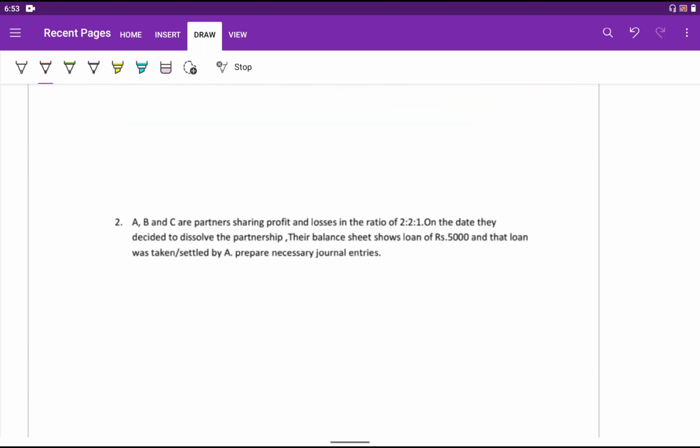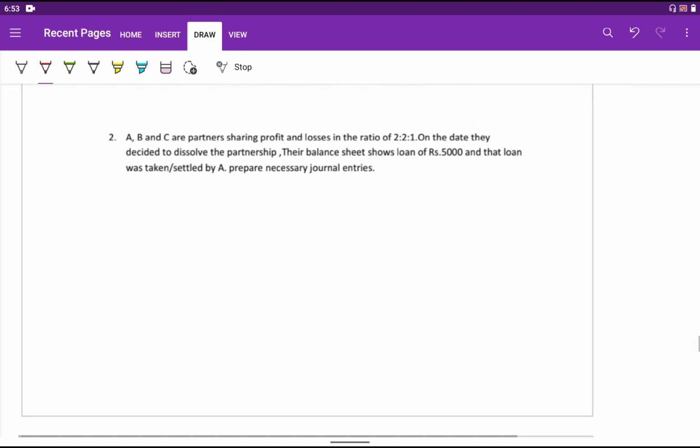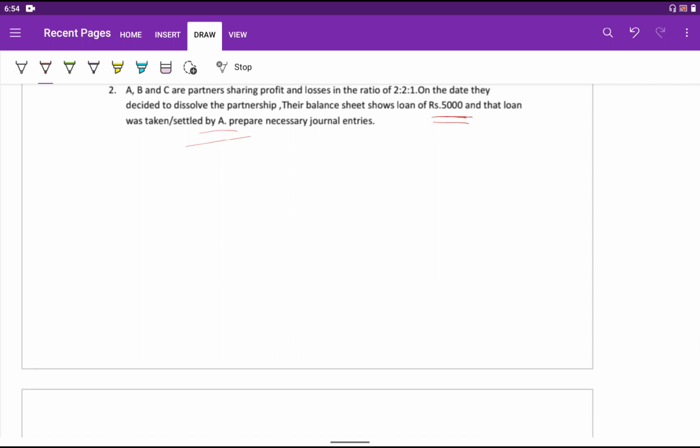Then what is the second question? A and B are partners sharing profit and losses in the ratio of 2:1. On the date they decided to dissolve the partnership, their balance sheet shows a loan of 5000 and that loan was taken or settled by A. Very easy. Only one journal entry will be there. So at the time of settling the loan, what did we write? We wrote in debit side of realization in his name, right? We wrote A's capital 5000 in bracket. We wrote loan also, right?